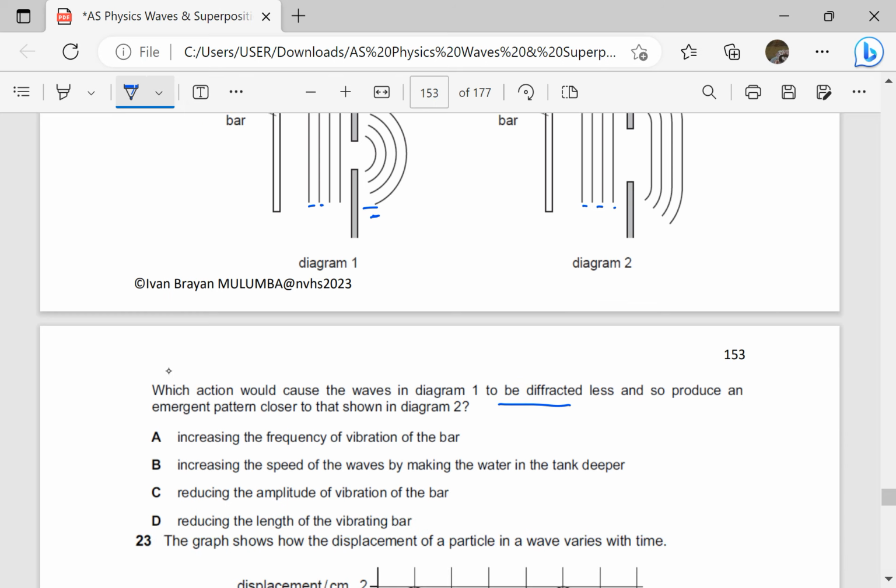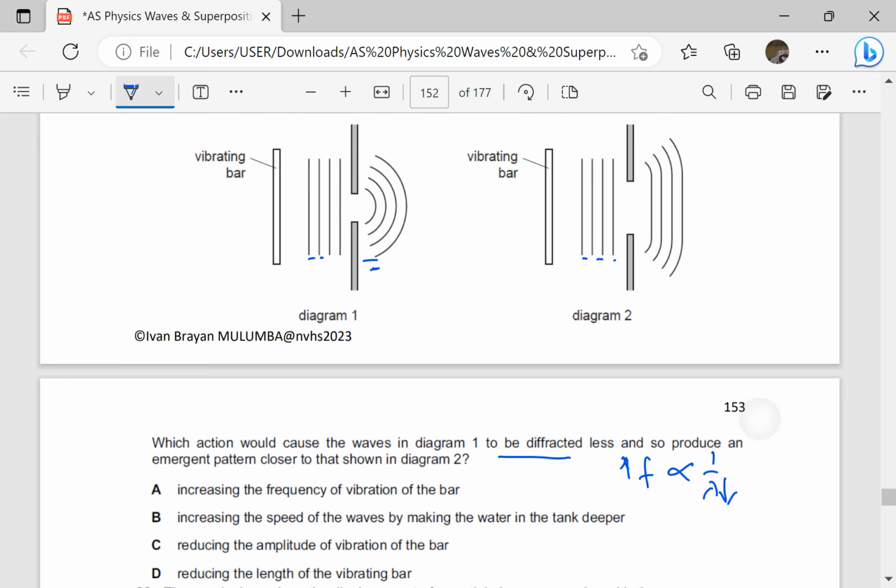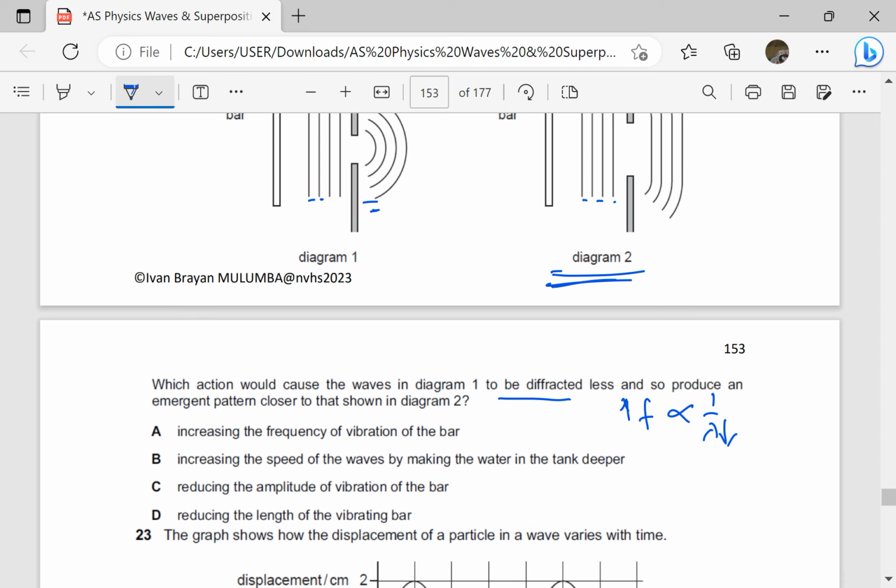Okay, number 1, increase the frequency of vibration of the bar. So increasing the frequency, because frequency is inversely proportional to wavelength, if we increase the frequency, we make the wavelength smaller. And if the wavelength becomes smaller, it means it is far smaller than the size of the gap, then of course the diffraction becomes less pronounced, the bending becomes less pronounced, and therefore we should be approaching this diagram here.